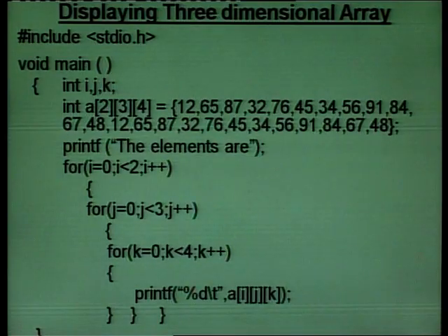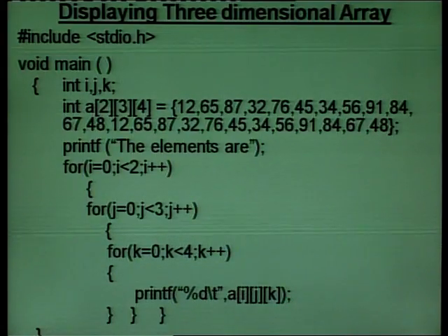Now displaying a 3-dimensional array value. Firstly I write the program to display a 3-dimensional array. First I write the header file, that is #include <stdio.h>, a header file used in the C language. After that there is a main function, we have to declare the main function. After that int i, j, k, these are the variables used in this program. i is used for the number of sets, j is used for the number of rows, and k is used for the number of columns.